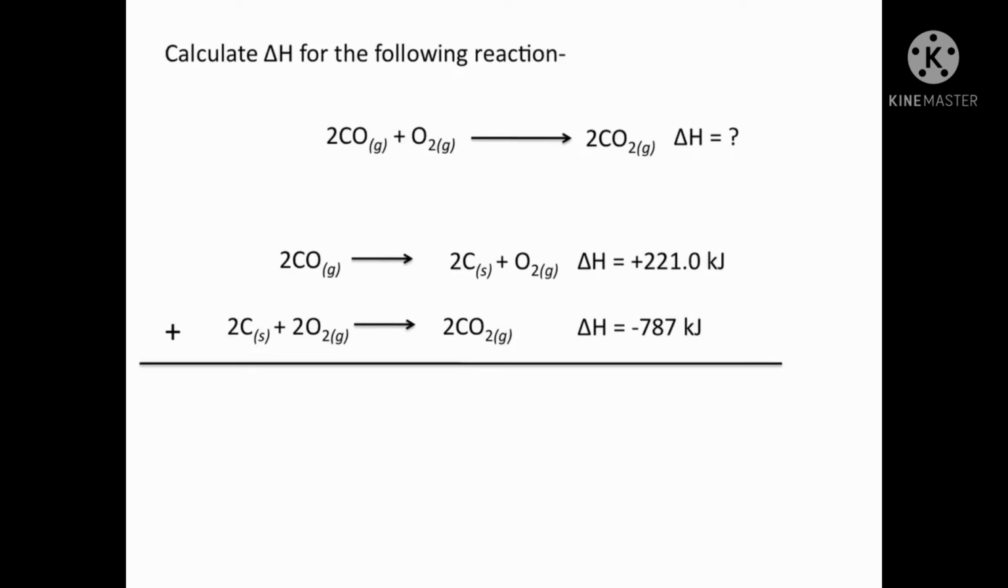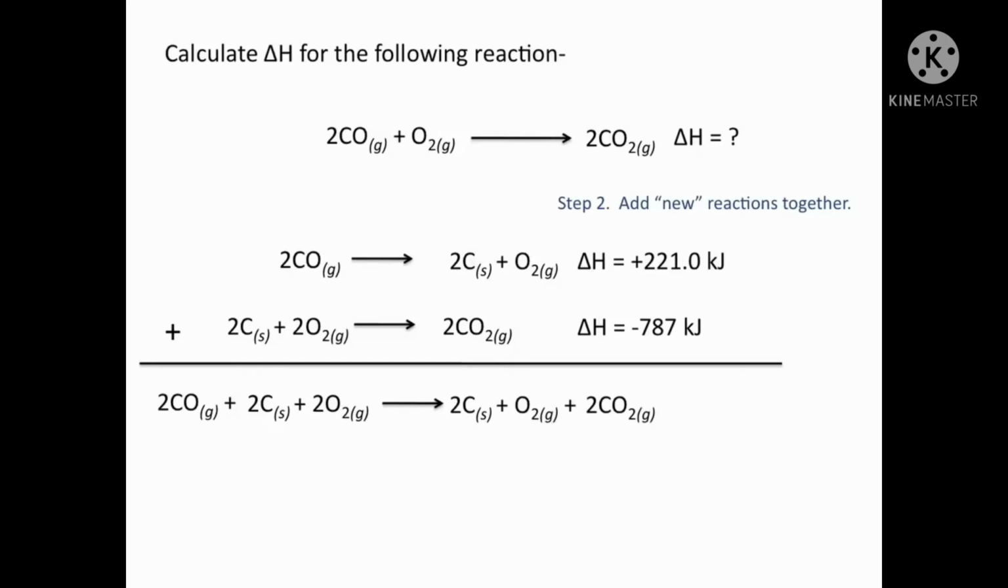And what you're going to do now is add these 2 equations together, keeping everything on the reactant side on the reactant side, and everything on the product side on the product side. So in my new equation, I have 2 CO plus 2 C plus 2 O2 gives me 2 C plus O2 plus 2 CO2. And because I added the reactions together, I'm going to add the delta H values together. So the delta H value for this equation is negative 566 kilojoules per mole.